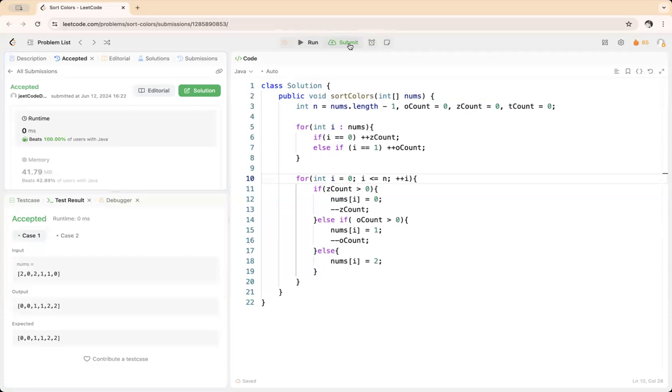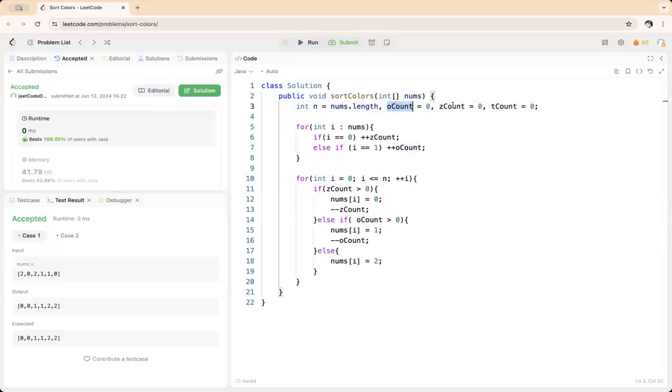Perfect. See, in this problem, we are making two passes through this solution. One pass is this, and the second pass is this loop. So in these two loops, we are taking two passes through this nums array. Can we do this problem with one pass only? Is it possible for us to do? To do that, we will use the Dutch national flag algorithm.